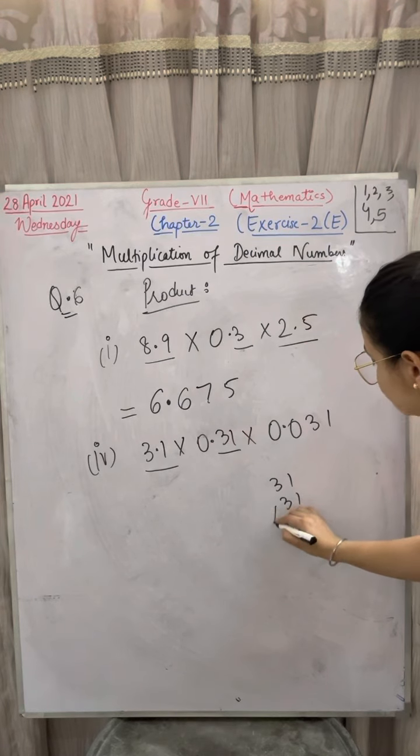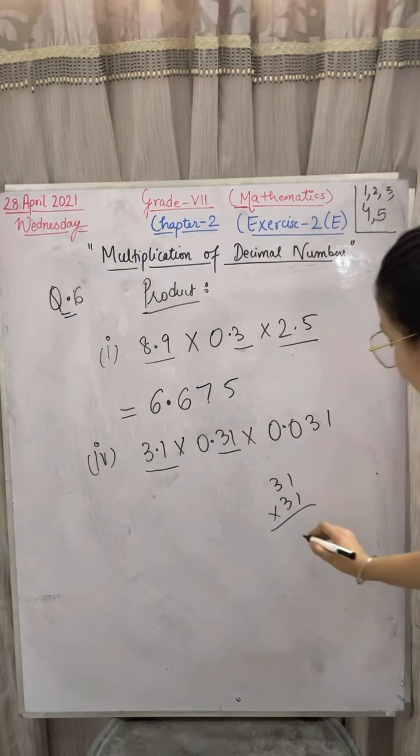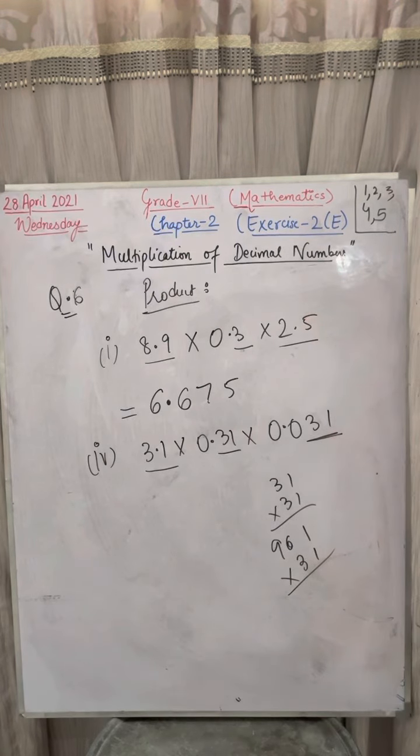Please tell me the answer of 31 into 31, 31 square, quickly. Very good, Siddharth, Shreya, Bhavishya, Prasan, Ananya. Yes, it is 961. Now multiply with 31 once again. Kushan, very good. Take out your answer quickly. I haven't given any difficult question to you, I am just giving you multiplication. Siddharth, just check it once again.